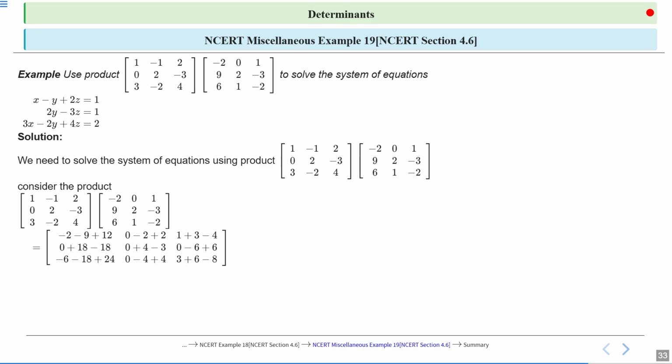Take the third row and multiply with the first column. So 3 into minus 2, minus 6, minus 2 into 9, minus 18 plus 24. Then multiply the third row with second column and then third column. So that's how we multiply the matrices.